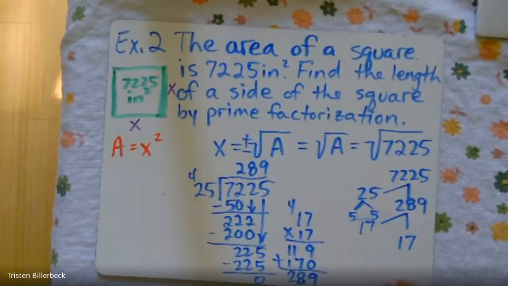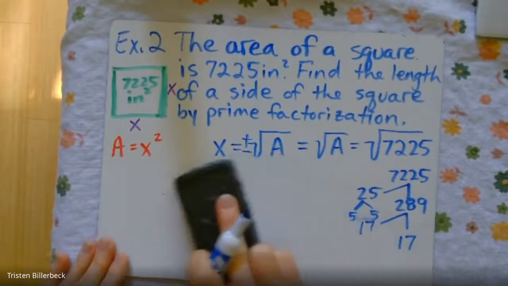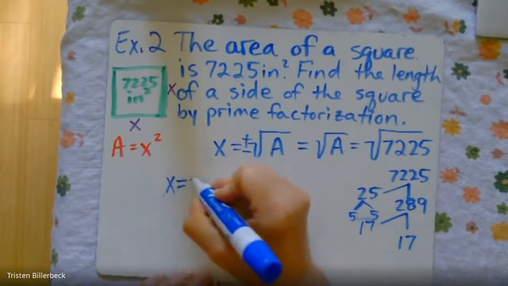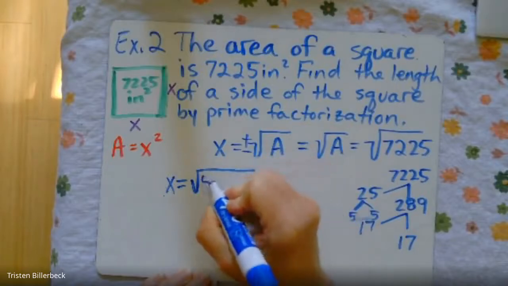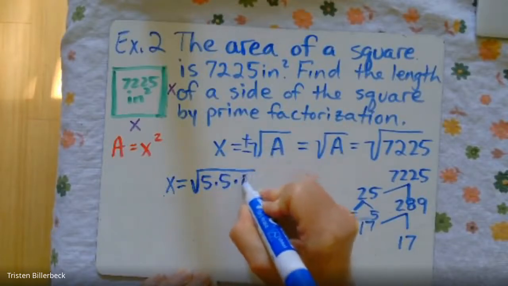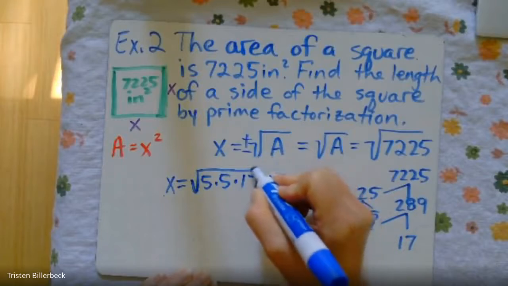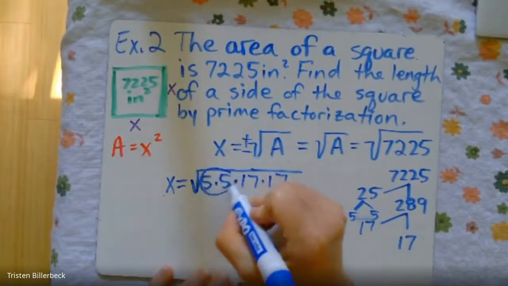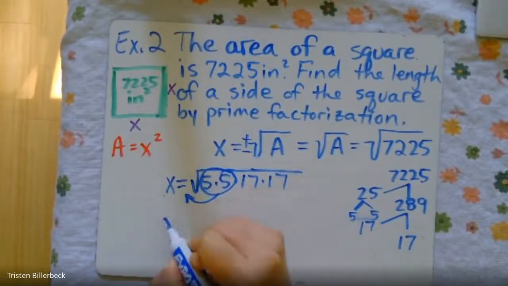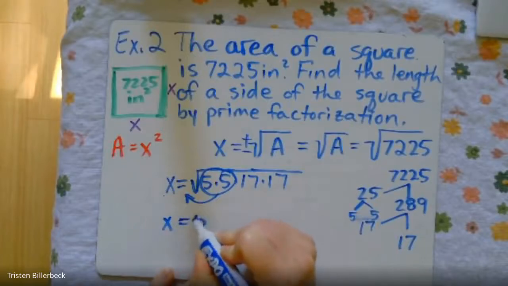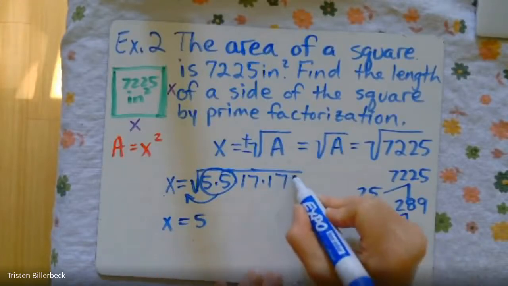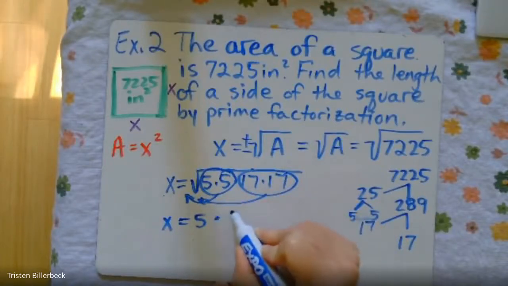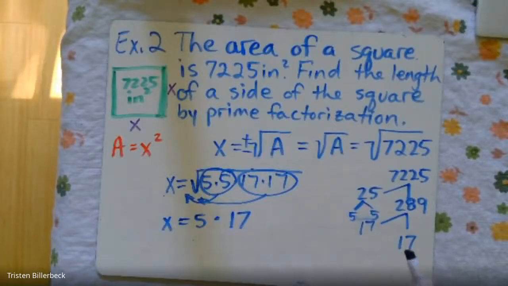All right, so we've broken this up in prime factorization. So we're really close to the answer now. So x equals the square root of 5 times 5 times 17 times 17. So now we see we can let these 5s leave the square root house. So x is going to be 5. And we're going to have 17 leave the square root house as a united front of 17.